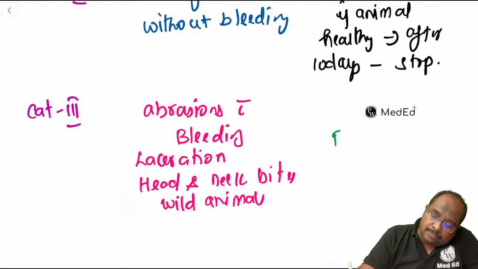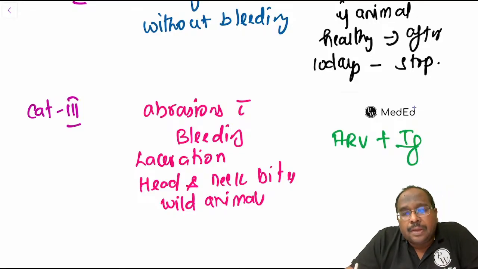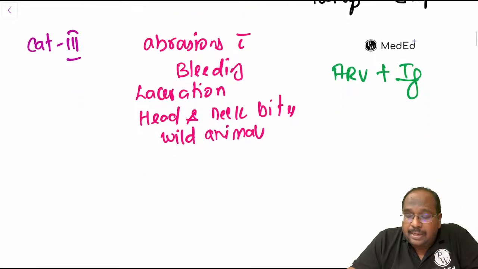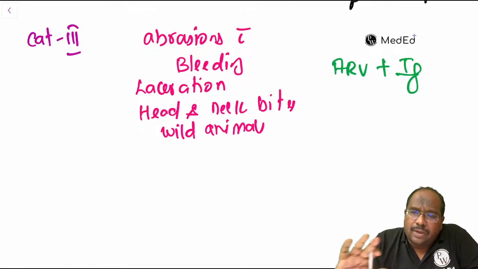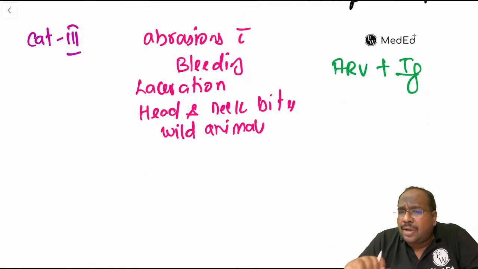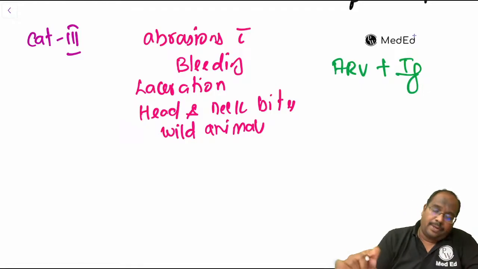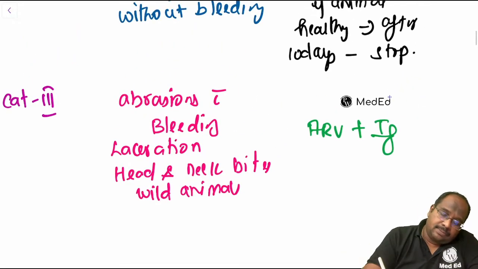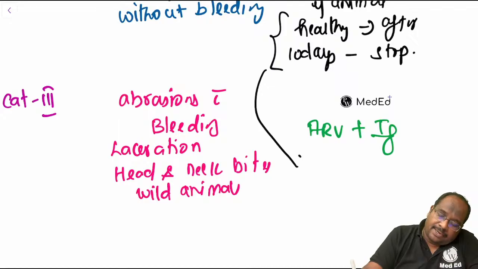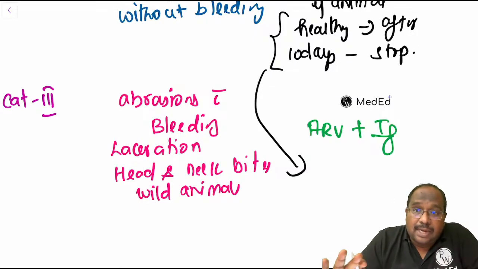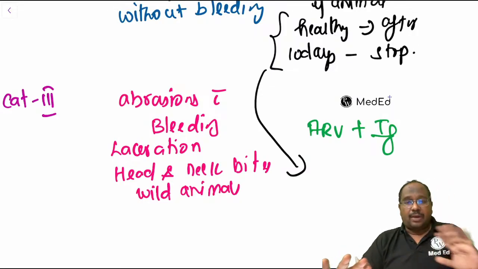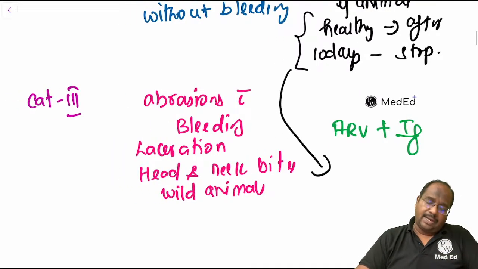You have to provide ARV plus immunoglobulin. IG means immunoglobulin. Immunoglobulin you should infiltrate around the site itself. You have two types of immunoglobulin: human immunoglobulin and equine immunoglobulin. Again, same principle, guys. If the animal is healthy after 10 days, you can stop it. That means the animal is not having rabies. We are ruling out rabies in the dog or the animal, whatever.